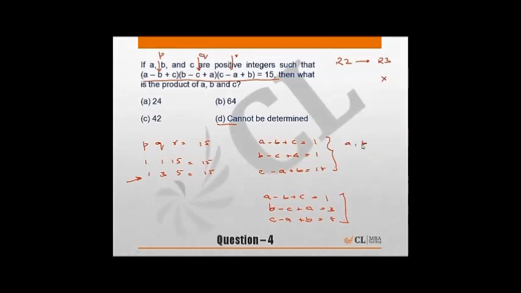You find the value of A, B and C from here, you find the value of A, B and C from here, and then you find the product. If both of them give you the same product, that will be the answer. If they give you different products, then the answer has to be cannot be determined.